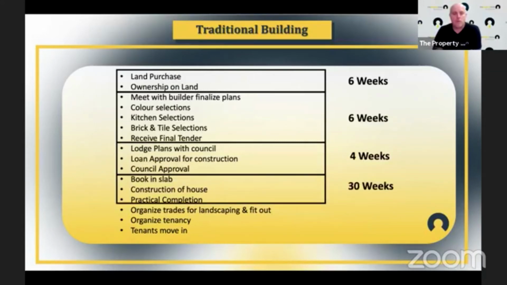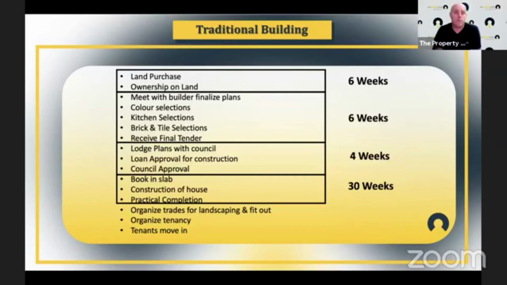And so from booking in your slab to construction of the house and to what they call practical completion, that will be about 30 weeks, because you're going to have at least 4 weeks before they can actually book your slab in, and you've got to allow 10 days for the commencement letter as well. So you'll probably go pretty full on with the 30 weeks there to get your house up to a stage of what we call practical completion.